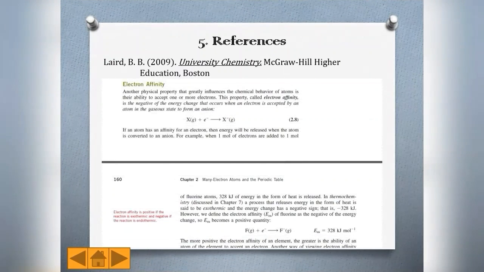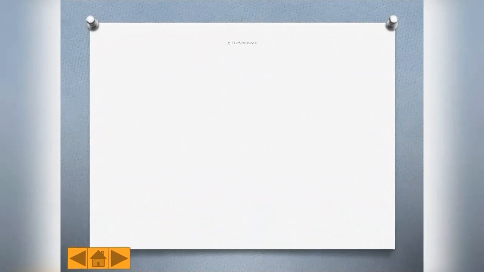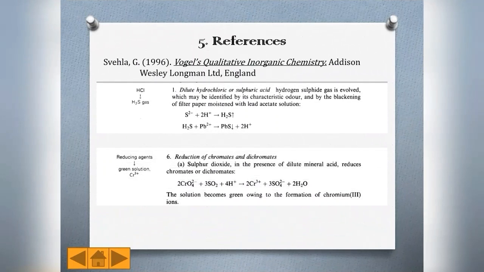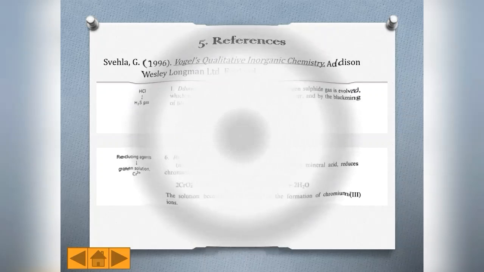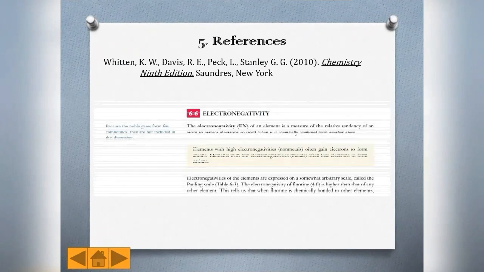The second one, for the electron affinity periodic properties, I took from Lard's book with the title University Chemistry. The third, for the identification reaction of hydrogen sulfide and sulfur dioxide gas, I took from Svehla's book with the title Vogel's Qualitative Inorganic Chemistry. The fourth, for the electronegativity periodic properties, I took from Whitten's book Chemistry, 9th edition.